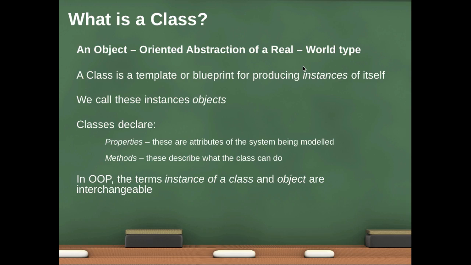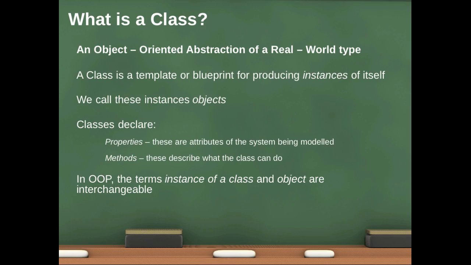Classes really function as templates or blueprints for producing instances of themselves. So we set up a class describing some classification of real-world things or ideas, and then we make instances of these classes and work with those. And we call the instances objects.